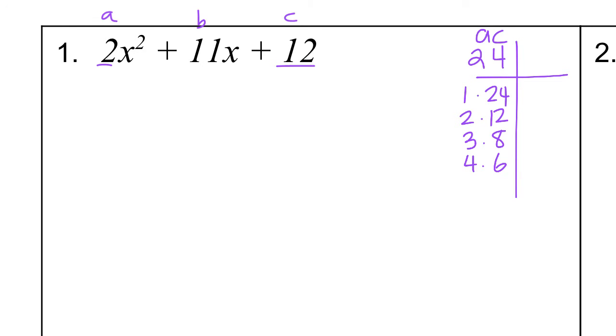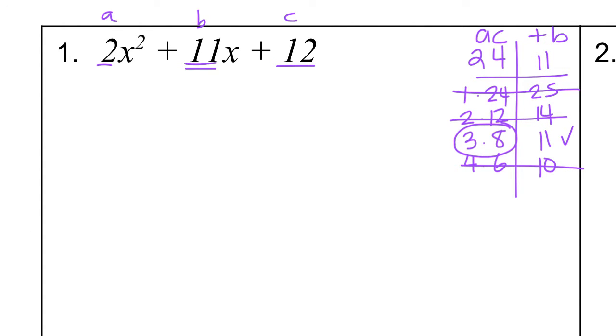Okay, now out of those four options, we're looking for the one that has a sum of b, so that will add up to b. For us, our b is 11. So going through this list, 1 plus 24 is 25, so that's not going to be the one. 2 plus 12 is 14, so not it. 3 plus 8, that's our 11. That's the one that we're going to use. The last one would have been 10. So we're going to use the numbers positive 3 and positive 8.